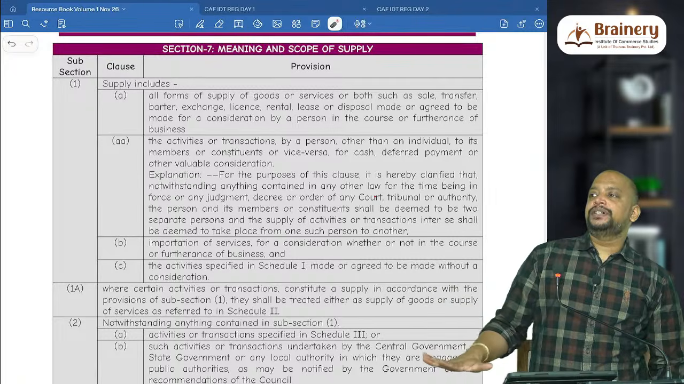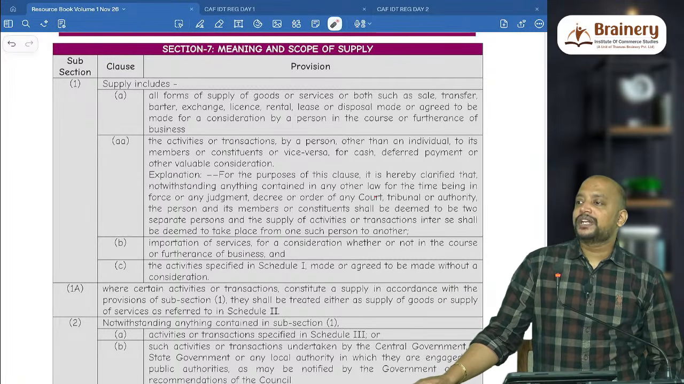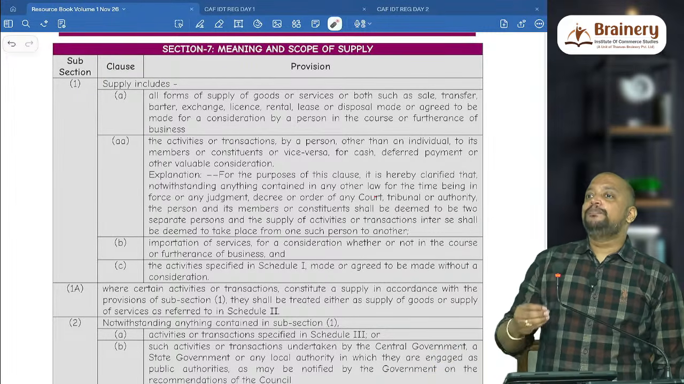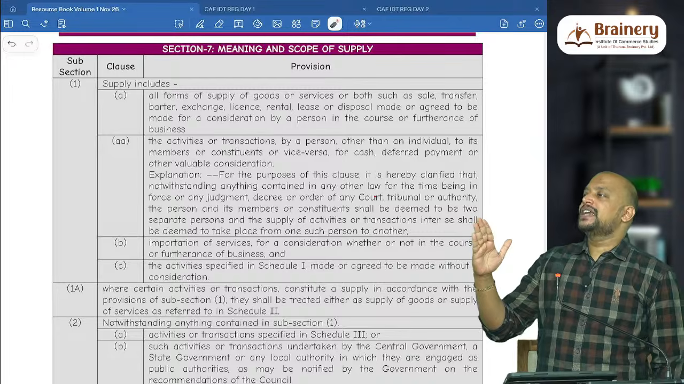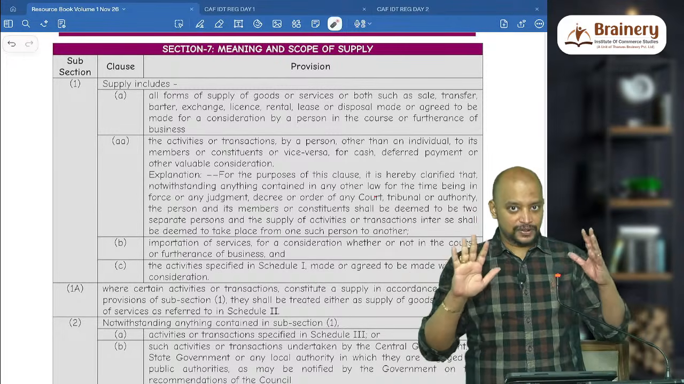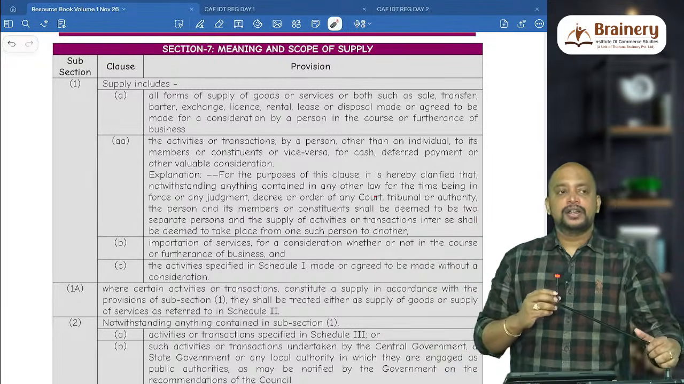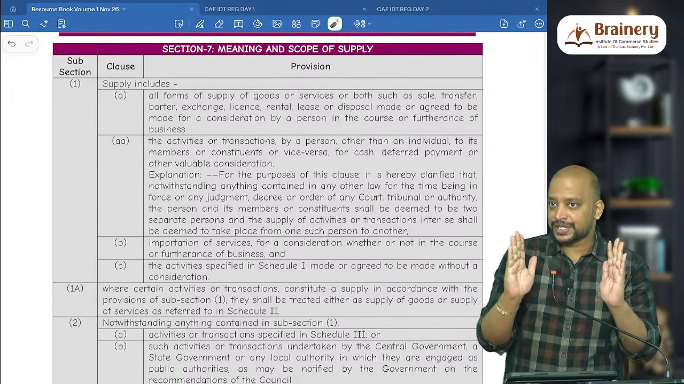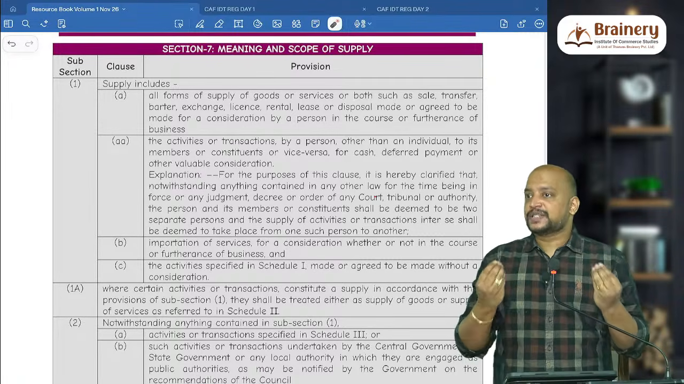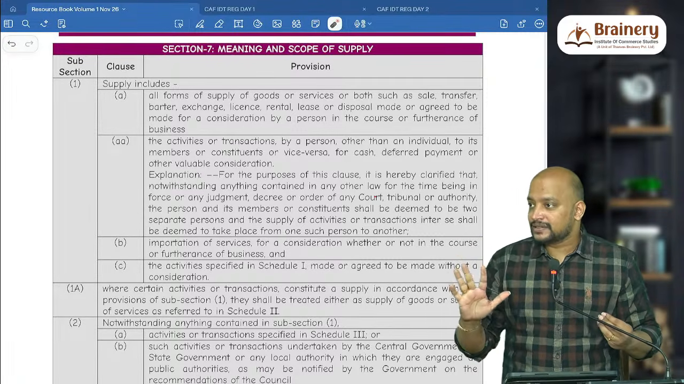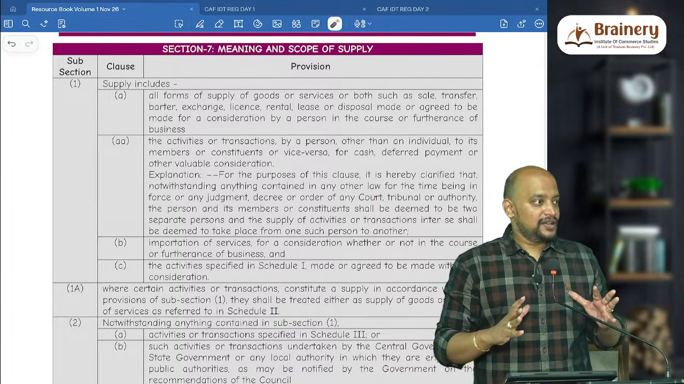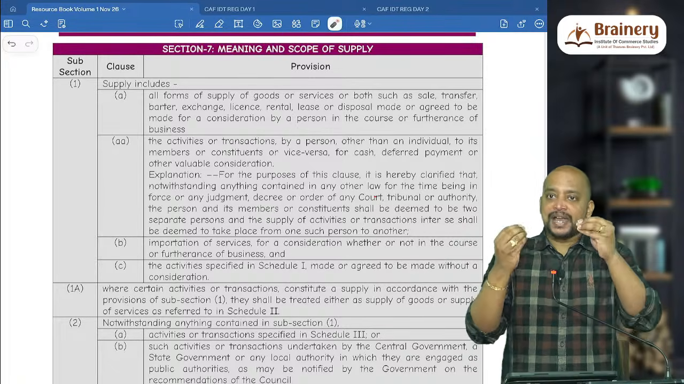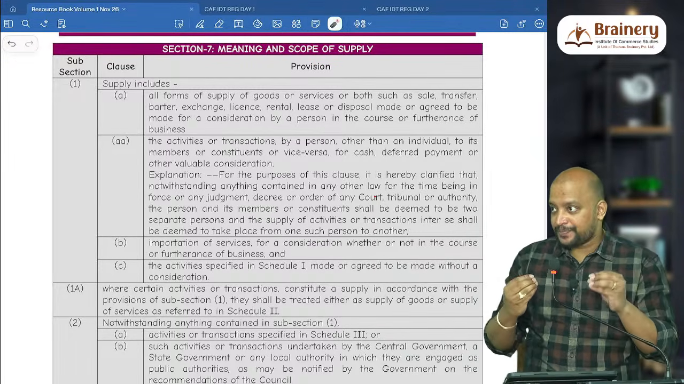There are a few chapters, up to chapter number 10 in this volume 1, where we are going to learn through the bare act. The procedural part we are not going to learn through the bare act. Please try to listen to the approach. So the first 10 chapters, supply to composition scheme, are legal aspects. There are no procedures here. Everything is the legality of GST. We have to learn the law as it is. That's why we will be reading the bare act and learning from there.